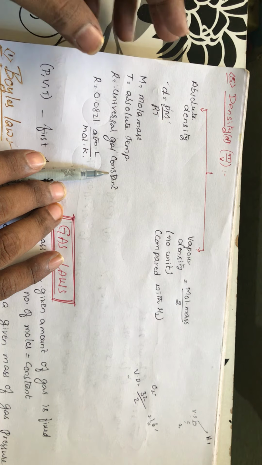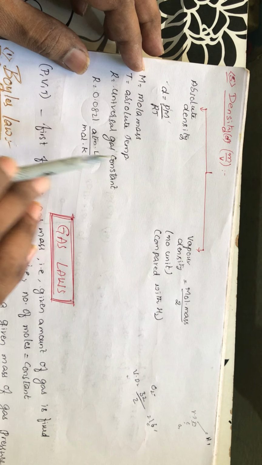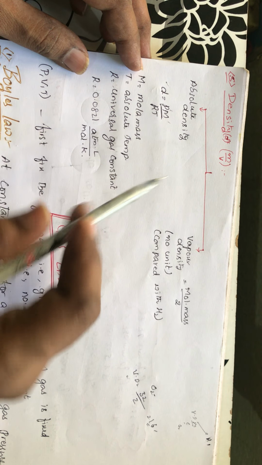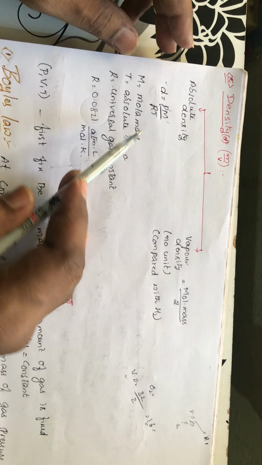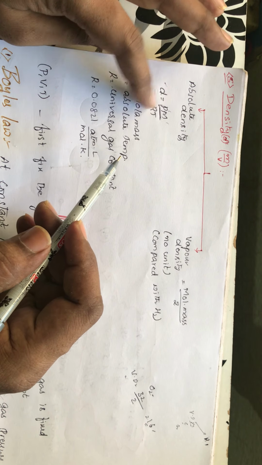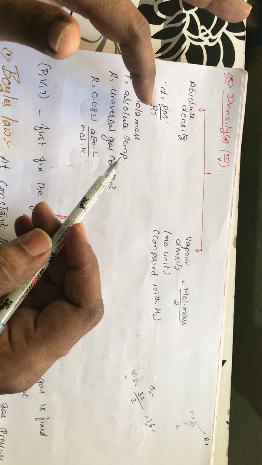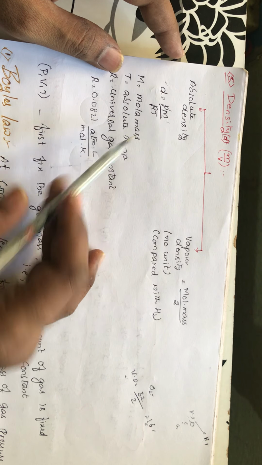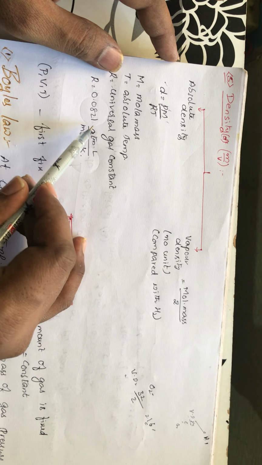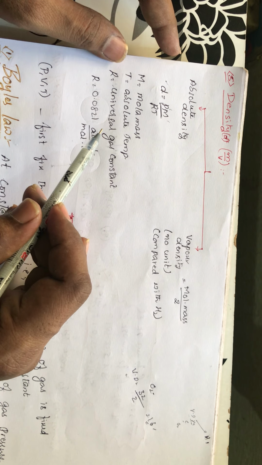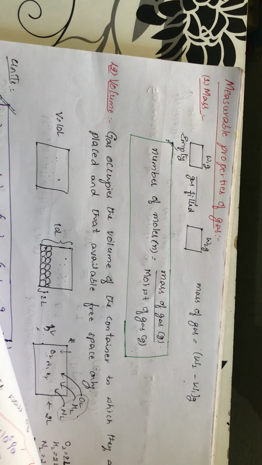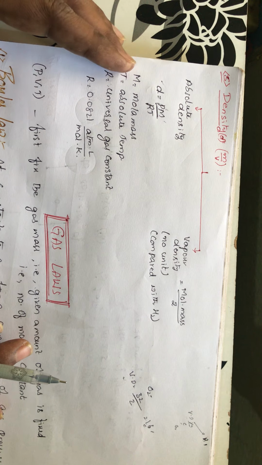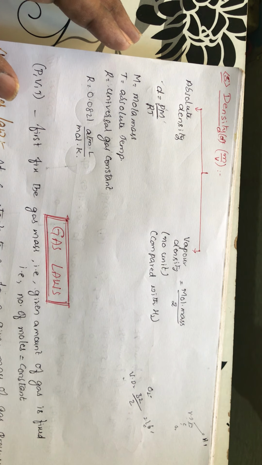As this is a constant, if we calculate pressure in atmospheres, mass in moles, and T in Kelvin, the value you will get for R is 0.0821. And these are the properties. I am repeating once again: mass, volume, temperature, pressure and density are the measurable properties of the gas.